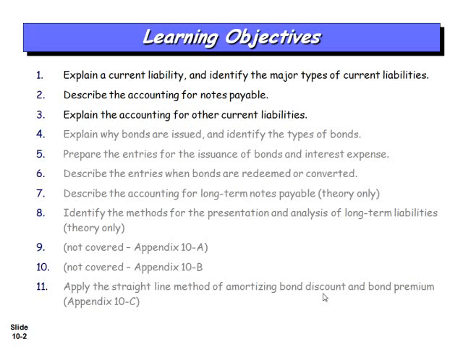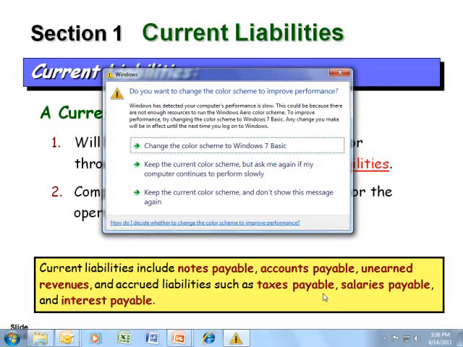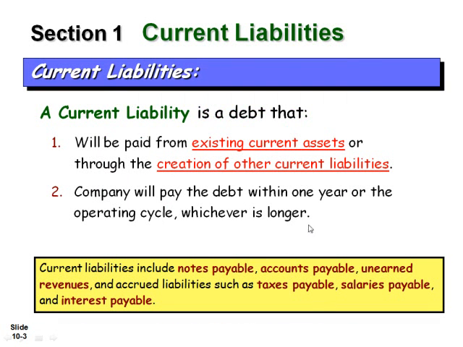All right, so here we're going to talk about current liabilities, notes payable, unearned revenue, sales tax. We're going to look at the definition of current liabilities. What makes them current are liabilities that are due within 1 year. Current liabilities are due within 1 year or the operating cycle, whichever is longer. So, 2 months, 3 months, 4 months, it's a current liability.